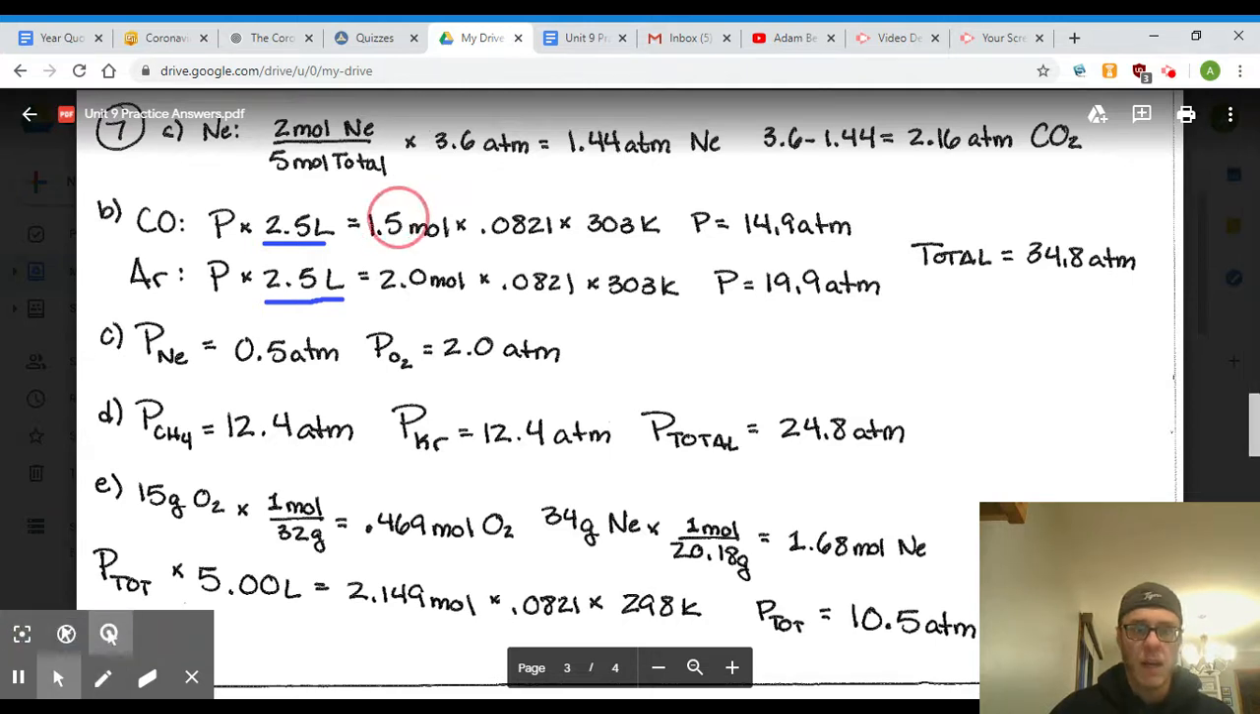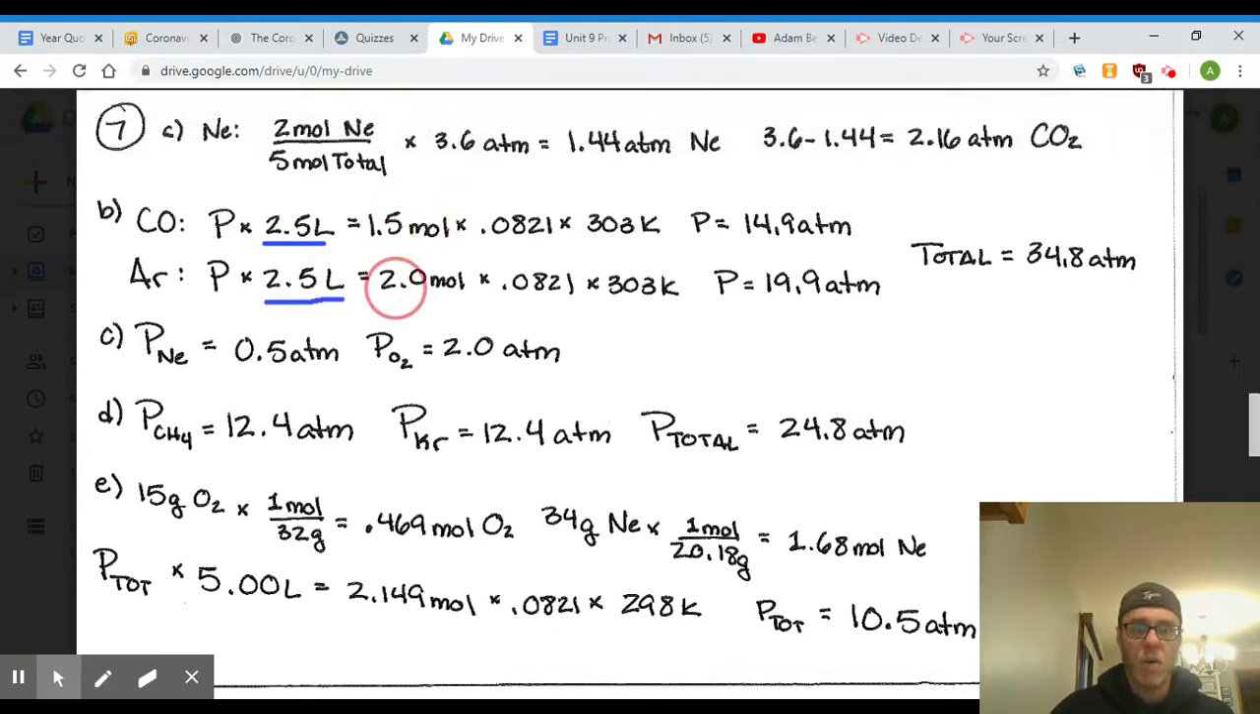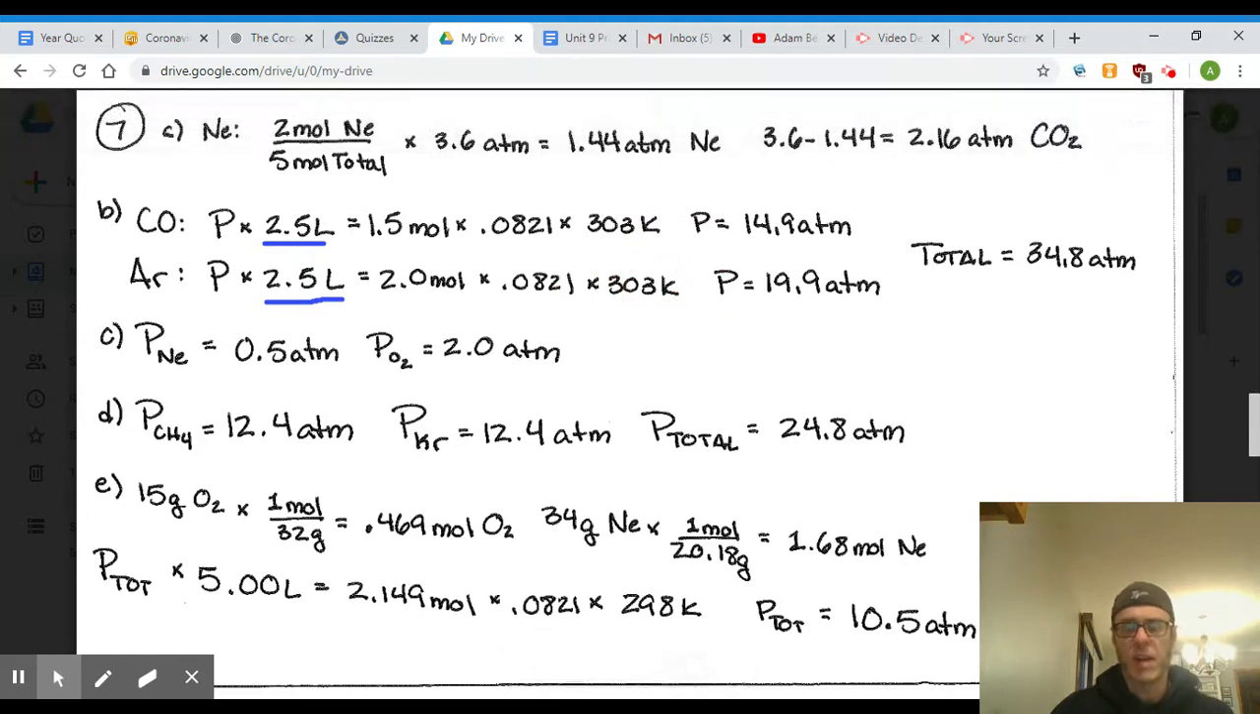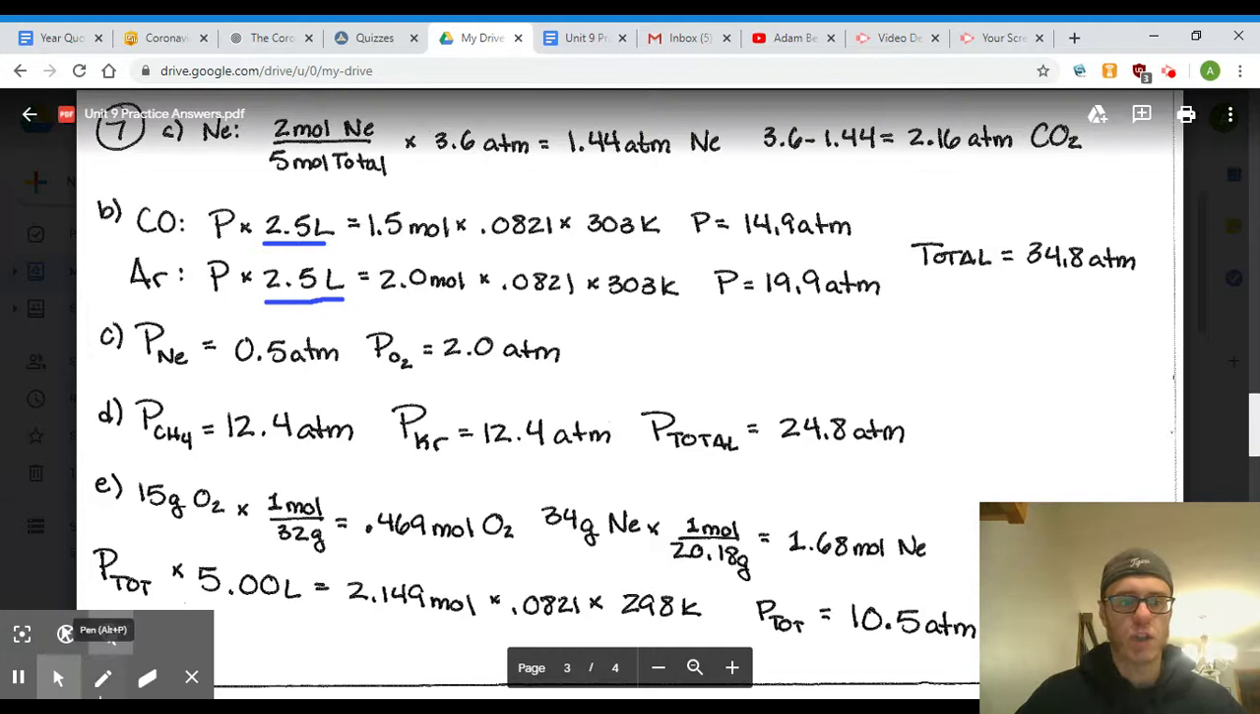All right. Now we have 1.5 moles of CO and 2.0 moles of argon. R is the same for both of them, so we don't have to worry about that. The temperature of both of these gases is the same. You can't have a mixture of two gases where each one's at a different temperature. So these three things are going to be the same.